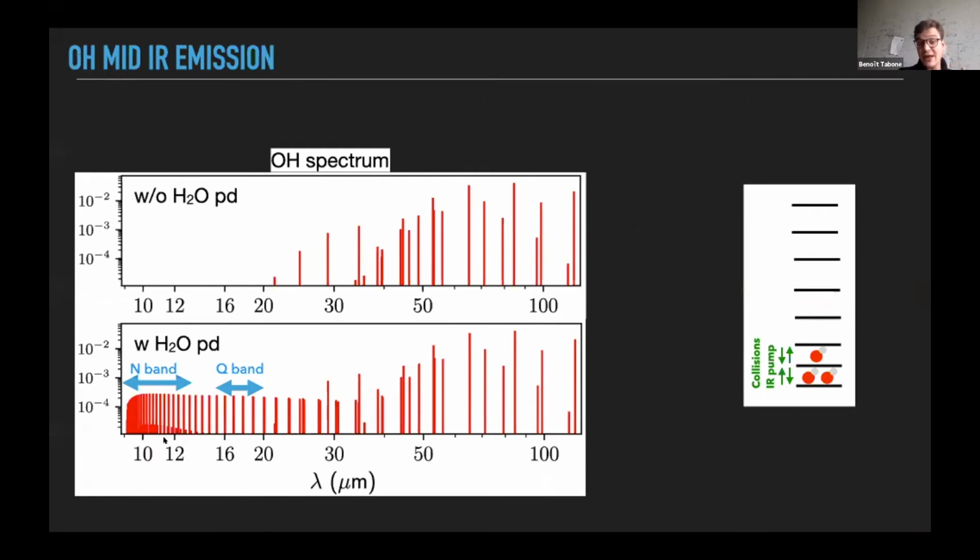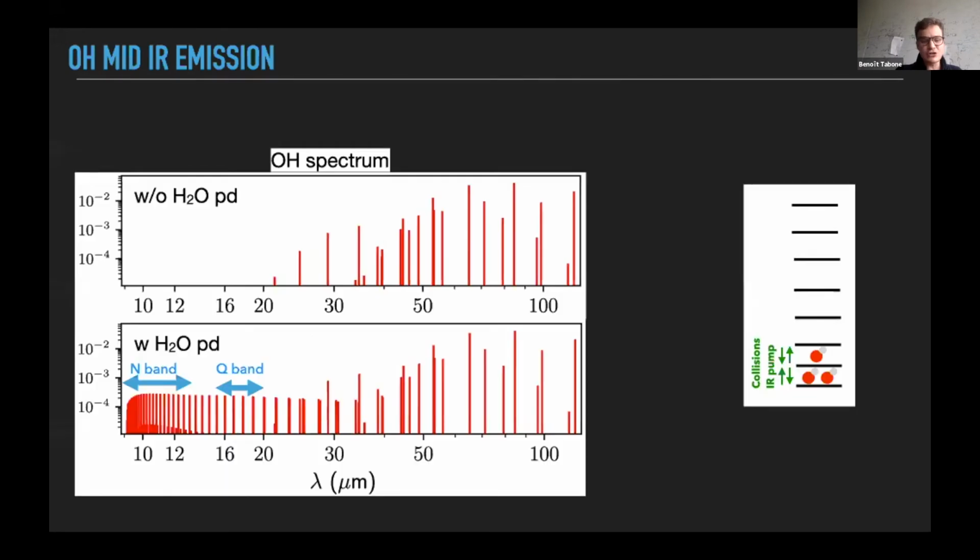These are OH rotational lines coming from levels sitting at very high energies. Those lines are tracing water photodissociation. What you basically see in those lines is the radiative cascade of OH following its production in high rotational quantum number. You can see that we can observe these lines in the Q and N band.